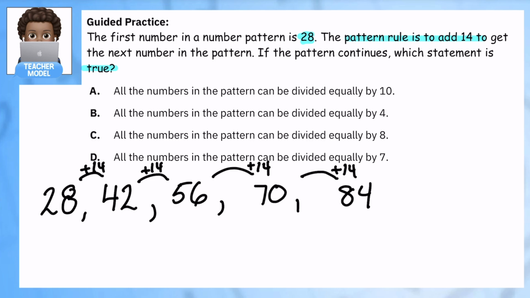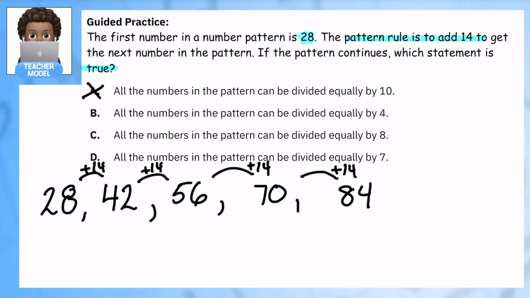So obviously I'm saying the numbers out loud for the sake of the video. You can check the math itself as well. So I can continue this pattern, but I want to see which one of these is true. So for A, all the numbers can be divided by 10. That's not true. Only 70 can be divided by 10 because it ends in 0. So I'm going to eliminate that.